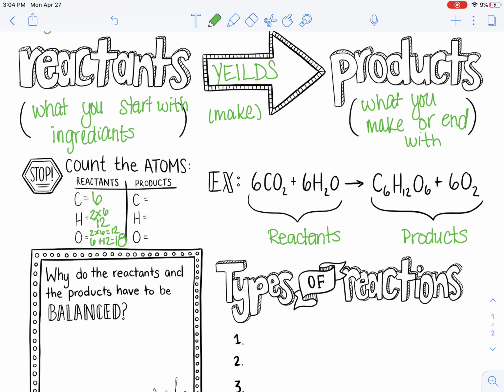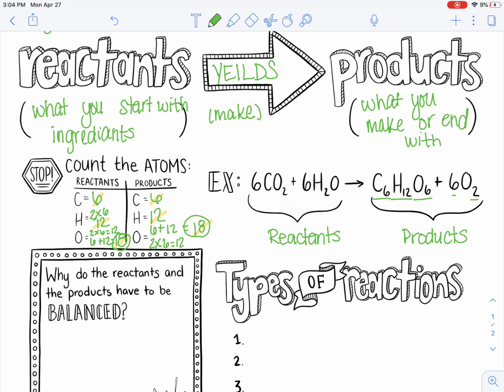Over here on the right, for my carbon, I have 6, no coefficients. Hydrogen, I have 12. And oxygen, I have 6 here, plus here, I have 2 times 6, which is 12. So 6 plus 12 is 18. Now, if I look at what I have done for my math, on the reactant side I have 6, 12, and 18. My products, I have 6, 12, and 18.